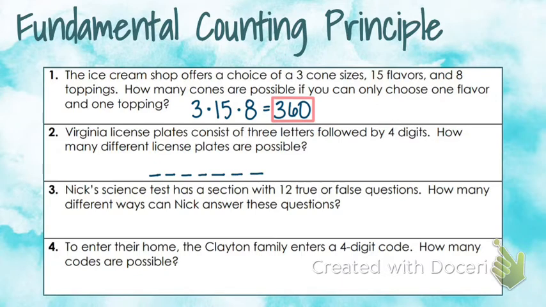Now, I want us to think about how many choices we have for each one. So the first 3 are letters. It says 3 letters followed by 4 digits. So what letters can we choose from? How many choices are there? Well, there are 26 letters in the alphabet. So we have 26 options for the first spot on the license plate. The second spot is also a letter, so we have 26 options. And the third one is another letter, so we still have 26 options.